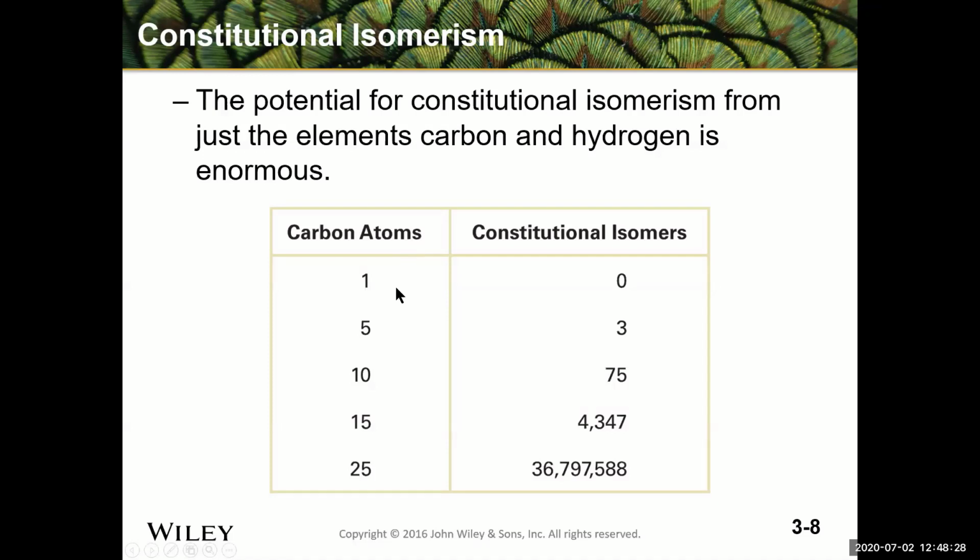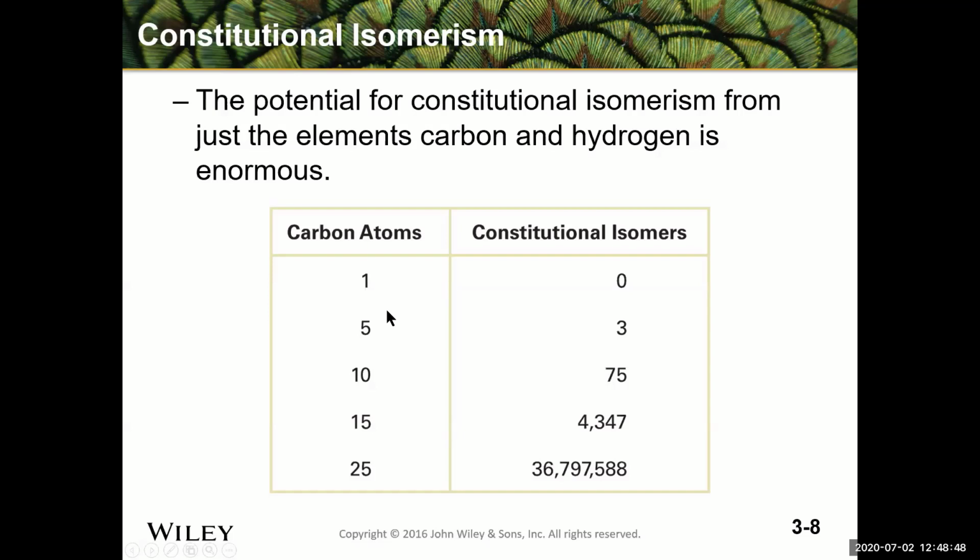So for one carbon atom, the simplest hydrocarbon would be methane. So you don't have isomers. Methane is methane. A methane molecule is a methane molecule. You can't arrange the carbons any different way because there's only one carbon, and the 3 hydrogens have to bond to that carbon.